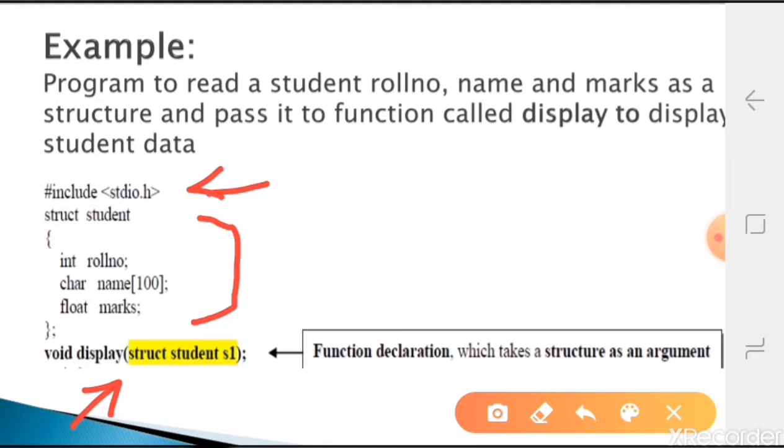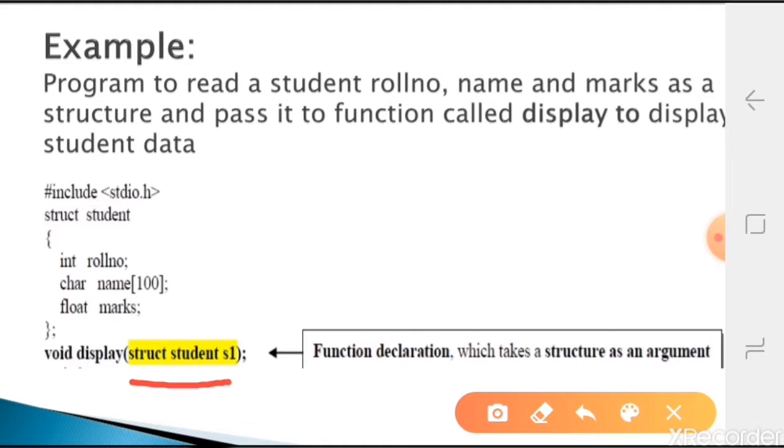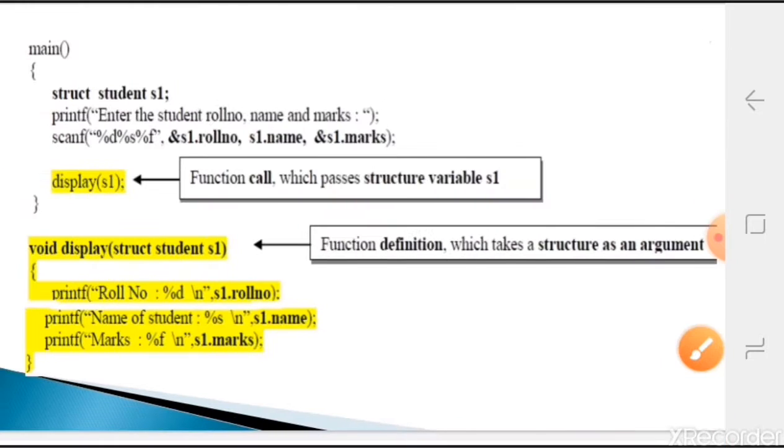Here in this function declaration, it's taking one parameter, that is the struct student data type, and the variable name we gave is S1. Okay, so here the structure is defined as struct student, with roll number, name and marks, three members. Now let us see how to write main.